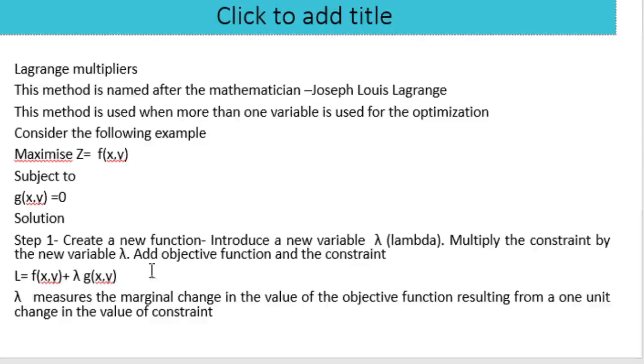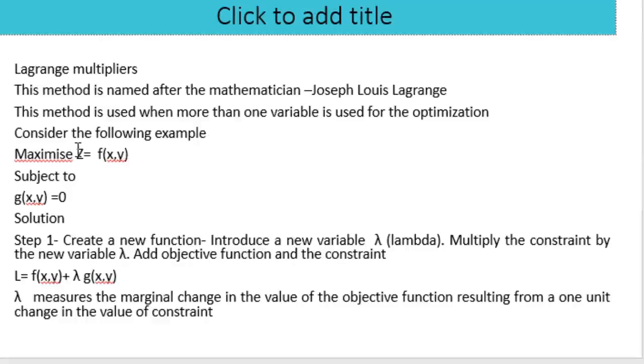Multiply the constraint by the new variable and add the objective function and the new constraint. The objective function is z, a function of x, y. Then add it to the new constraint, which is multiplied by lambda. That is, find f(x, y) plus lambda g(x, y), and let it be L, a new function. L equals a function of x, y, this is the objective, plus lambda g of x, y, this is the constraint. This is the first step, to create a new function.